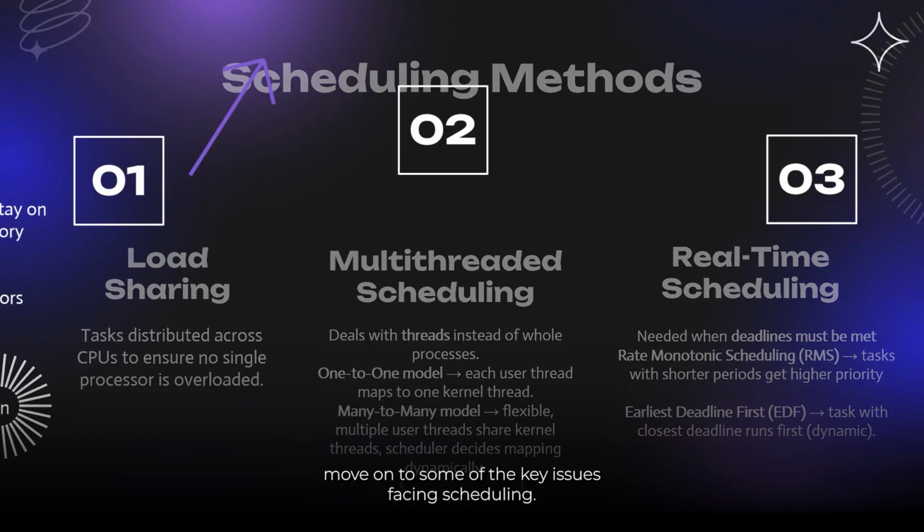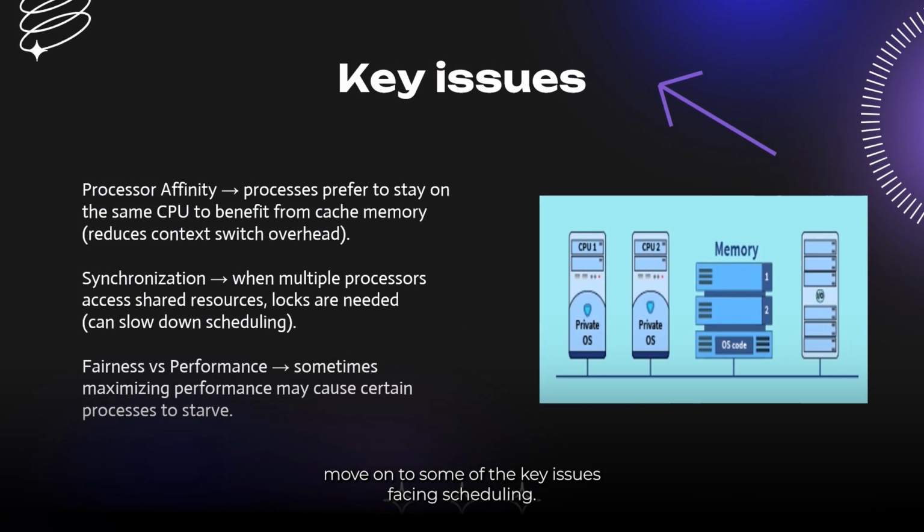Now let's move on to some of the key issues faced in scheduling. Number one is processor affinity. This means that a process tends to stick to the same CPU it ran on previously. Why? Because staying on the same CPU allows the process to reuse the cache memory it built up earlier, reducing overhead from context switching. It's like keeping your work at the same desk instead of moving every time you resume.